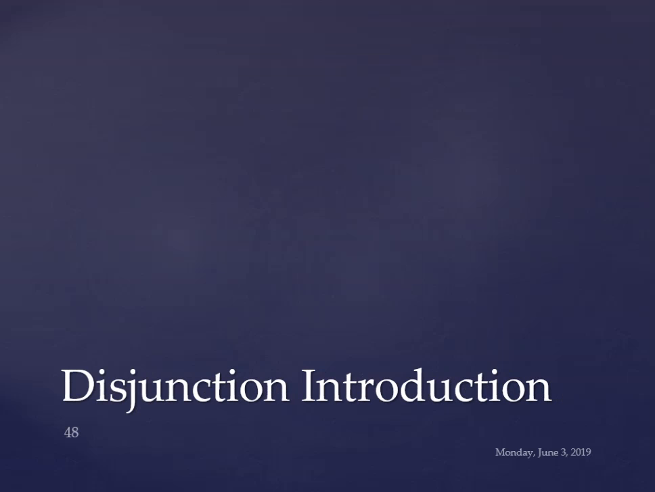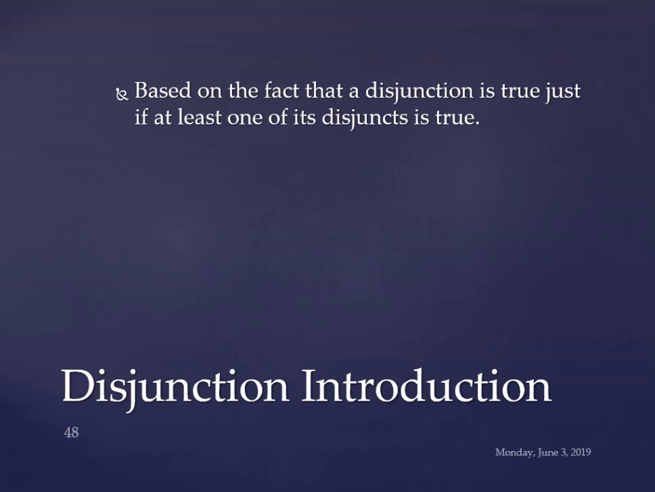Let's talk about disjunction introduction. This is based on the fact that a disjunction is true just if at least one of its disjuncts is true. Okay, so here's the thing: if P is true, well then P or Q is true as well. Do you see that?